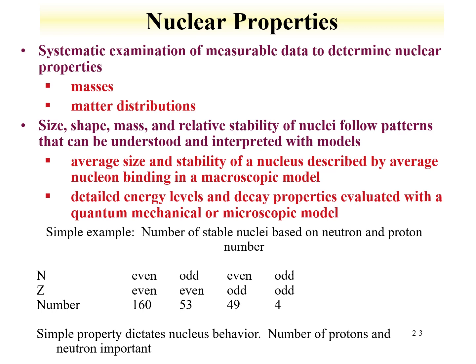So an average size and stability of a nucleus can be described by an average nucleon binding in a macroscopic model. The first models we'll talk about were very basic. We will talk about a liquid drop model. And then detailed energy levels and decay properties can be evaluated with quantum mechanics or a microscopic model. So we're going to describe how we go from a macroscopic model to a microscopic model.